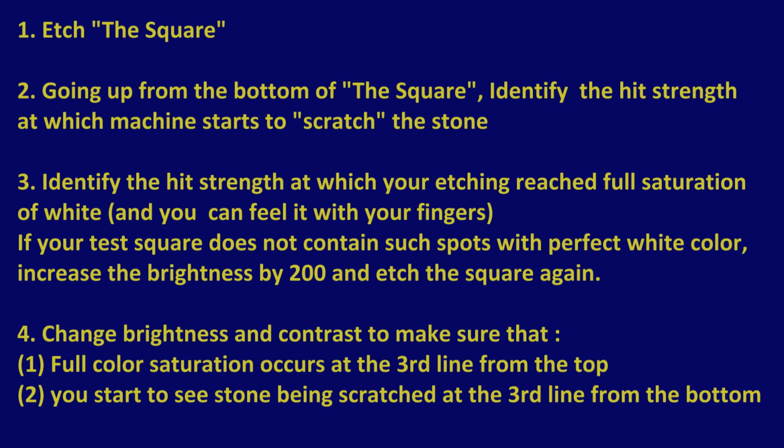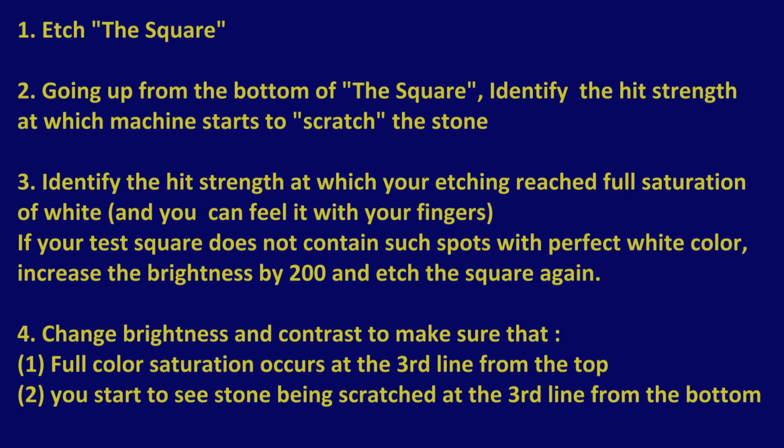If your etching is too dark and you cannot actually identify where the whitest color occurs, bump up the brightness by, say, 200, and then do another etching to identify that moment where the white color is at its brightest. Then, next step, you just adjust the brightness and contrast to make sure that full color saturation occurs at the 3rd line from the top, and that you will start to see the stone barely scratched at the 3rd line from the bottom.